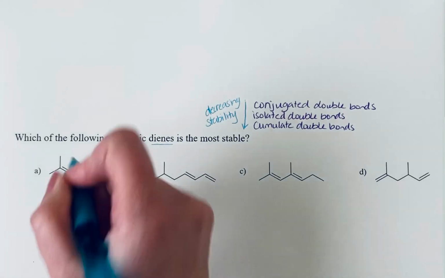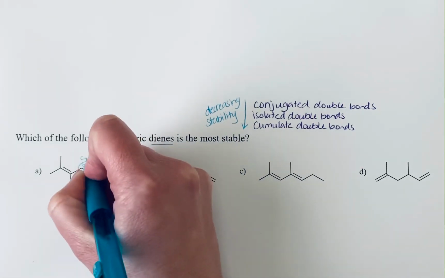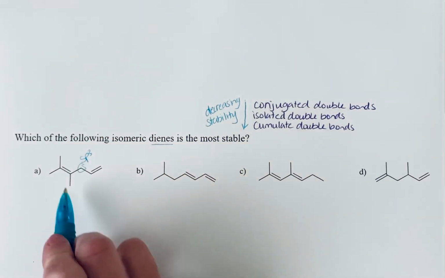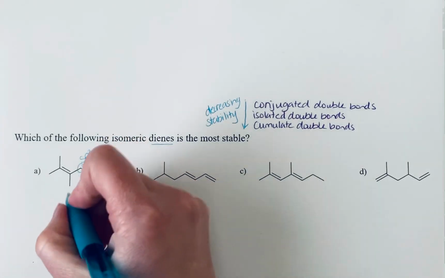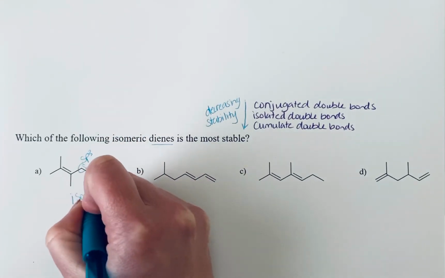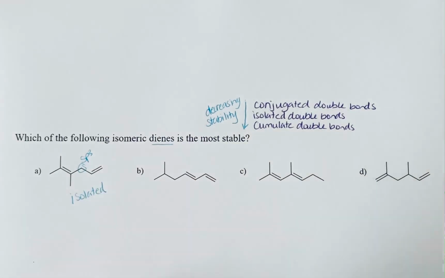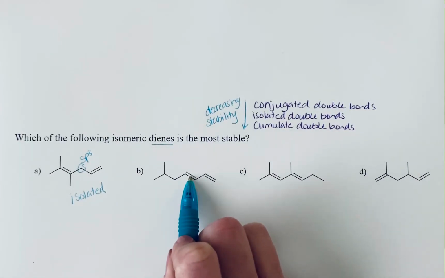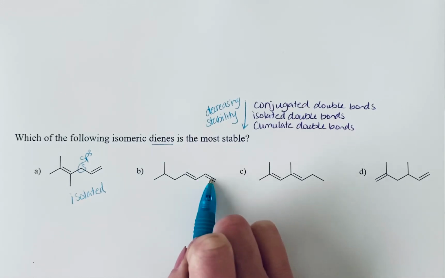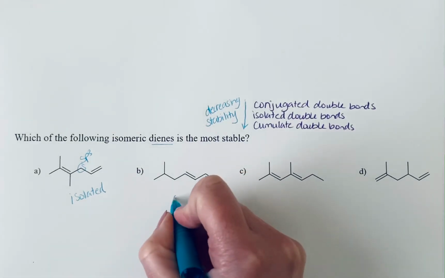And so if we look at our first structure, we have an alkene here, and then we have an sp3 hybridized carbon that is separating these two alkenes. So there is no resonance here. So these are isolated double bonds. If we look at the second structure, we see this alternating double bond, single bond, double bond pattern. So these are conjugated.